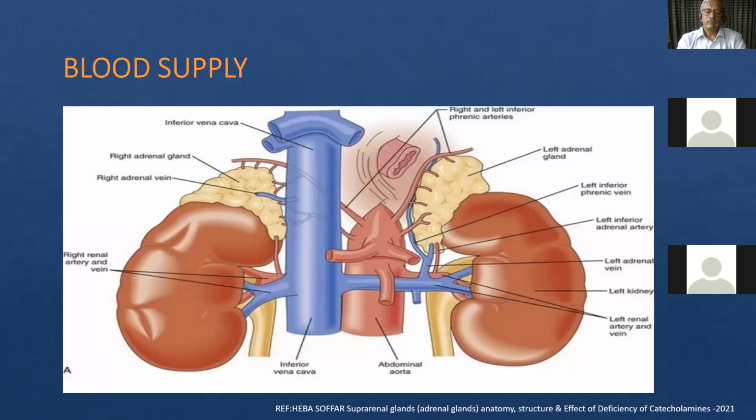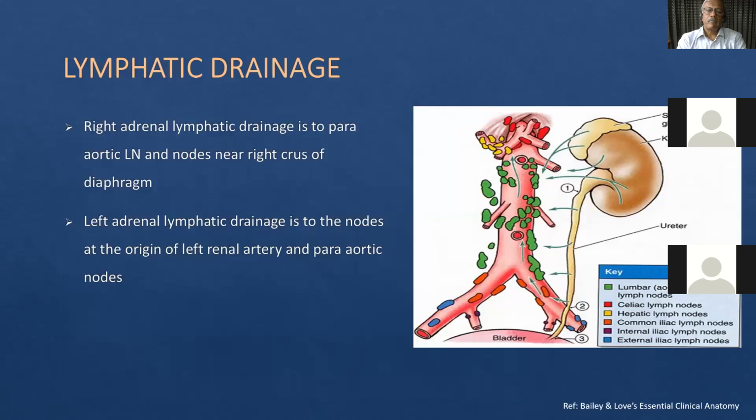This is the vascular supply of the adrenal glands as shown in the image. The right adrenal vein drains into the para-aortic lymph nodes and the nodes near the right crus of the diaphragm, and the left adrenal vein drains to the nodes near the origin of the left renal artery and the para-aortic lymph nodes.